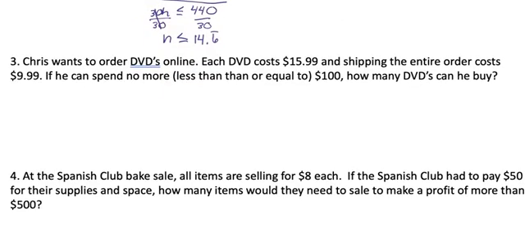Number 3, Chris wants to order DVDs online. Each DVD costs $15.99, and shipping the entire order costs $9.99. Okay, keywords. Each means it's happening over and over, so each DVD costs $15.99. There's my multiplication. Shipping the entire order costs $9.99. This is one time. This only happens once, so this is how much you can see I begin with. Here, I have to pay that much to get it shipped, and then I can order more DVDs. If he can spend no more than $100, how many DVDs can he buy?